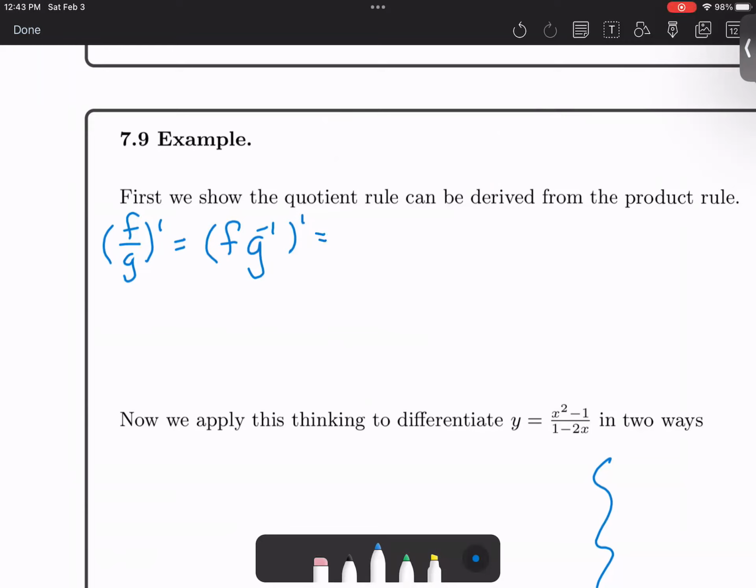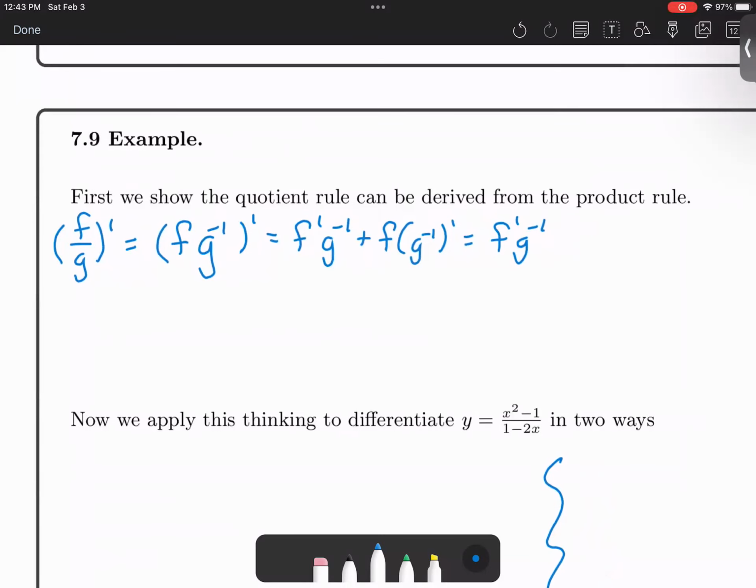But now we have a product rule. And how do we differentiate products? We differentiate the first term, we leave the second term alone. We add to that, we leave the first term alone, and we differentiate the second term. The first term looks great. And when we differentiate g to the minus 1, we have a chain rule. So the minus 1 is going to come down. We have g to the minus 2 now, and then whatever the derivative of g is.